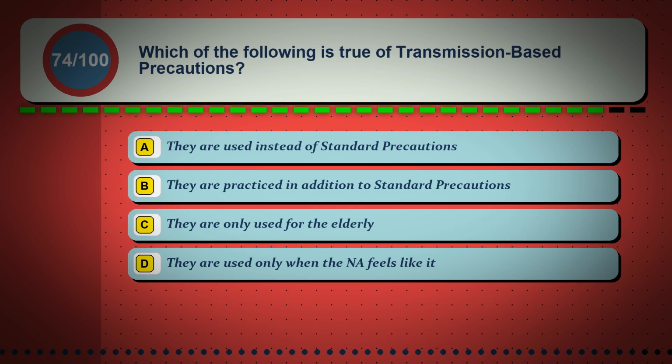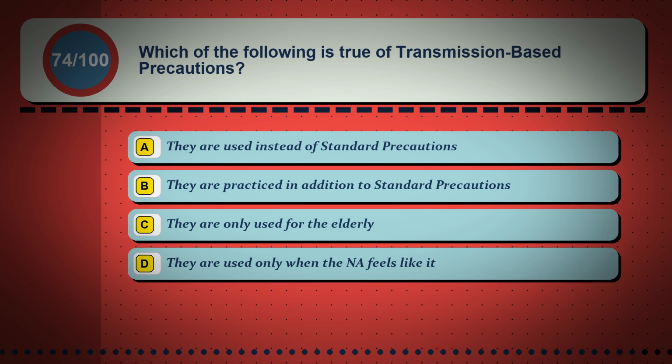Question 74. Which of the following is true of transmission-based precautions? Option A. They are used instead of standard precautions. Option B. They are practiced in addition to standard precautions. Option C. They are only used for the elderly. Option D. They are used only when the NA feels like it.